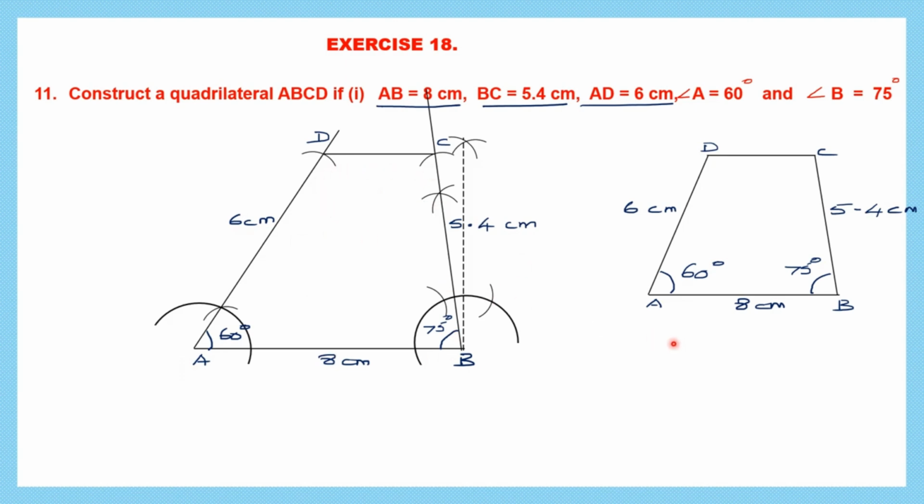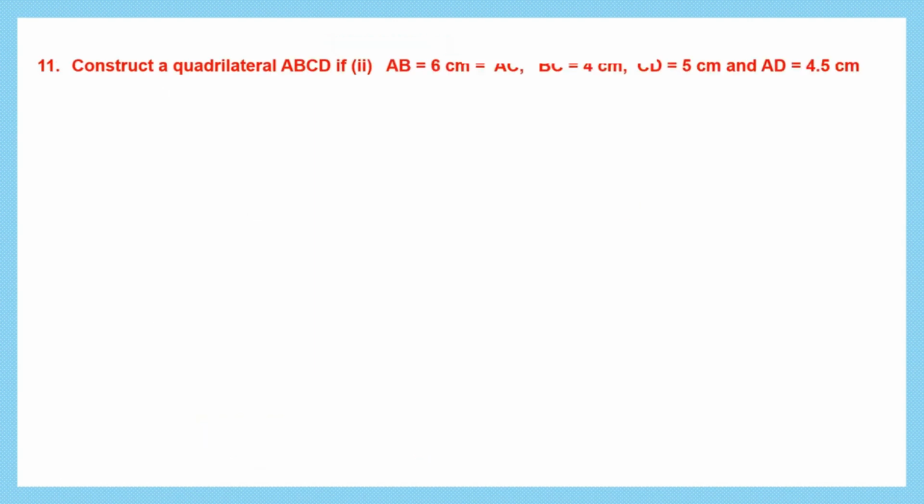Let's see whether we have followed all instructions. We have AB 8 centimeters. Yes. We have angle A is 60 degrees. We have done that. Angle B is 75 degrees. We have constructed. AD is 6 centimeters. We have got that. And BC is 5.4 centimeters. And once you draw this, you have your quadrilateral. So ABCD is the required quadrilateral.